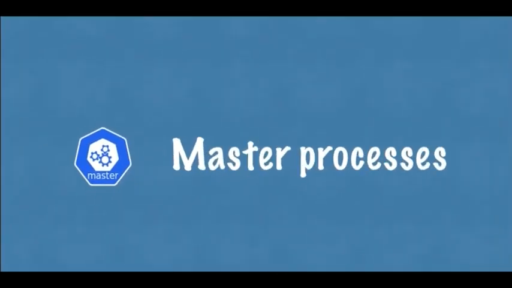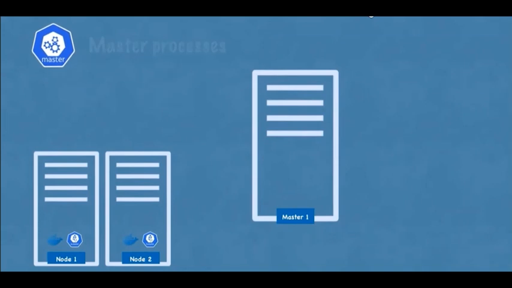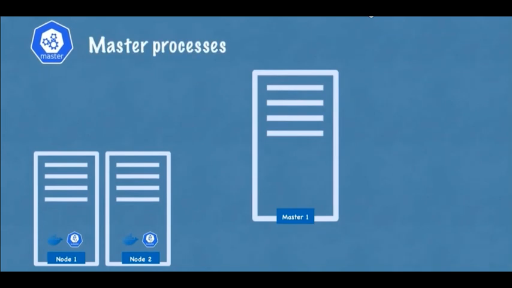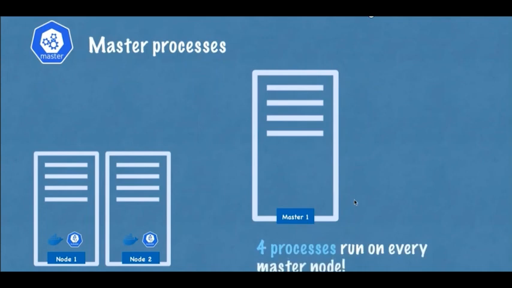Now we have master processes, where we have server nodes with completely different processes running inside. There are four processes that run on every master node that control the cluster state and the worker nodes. The first service is the API server.